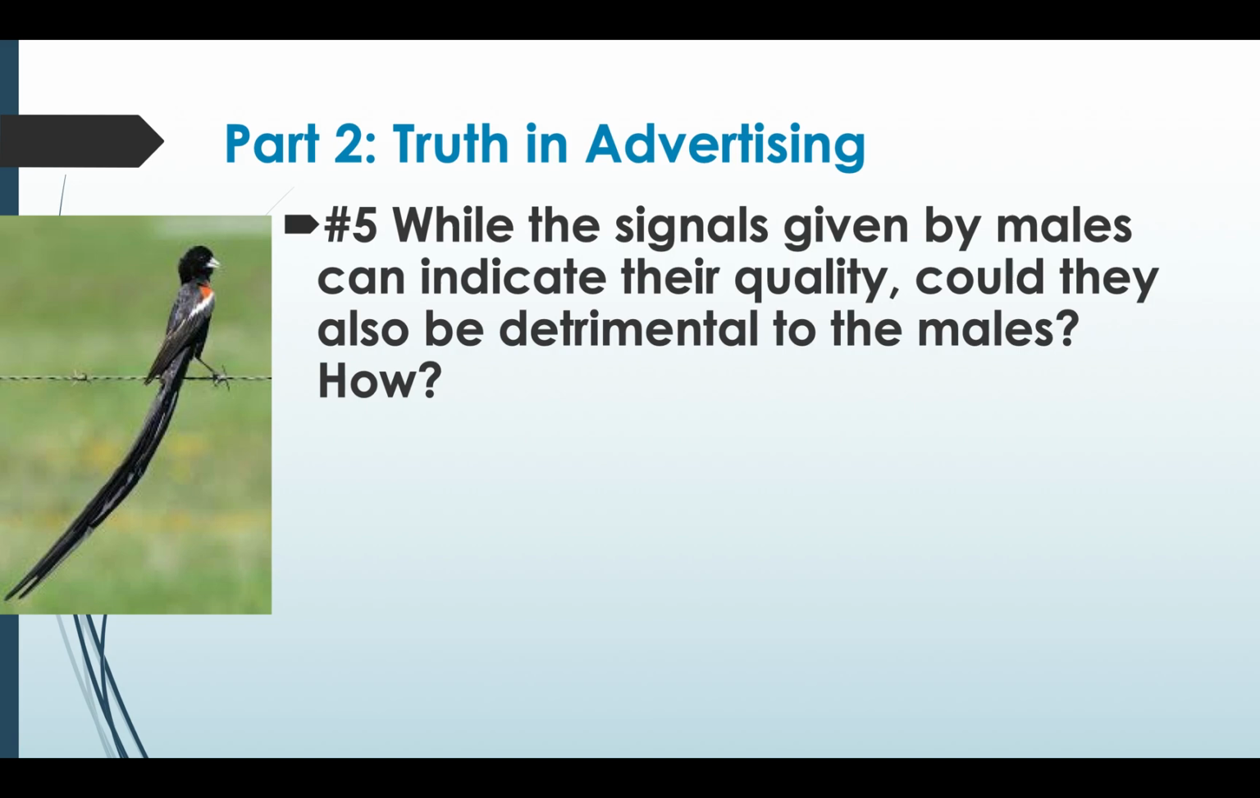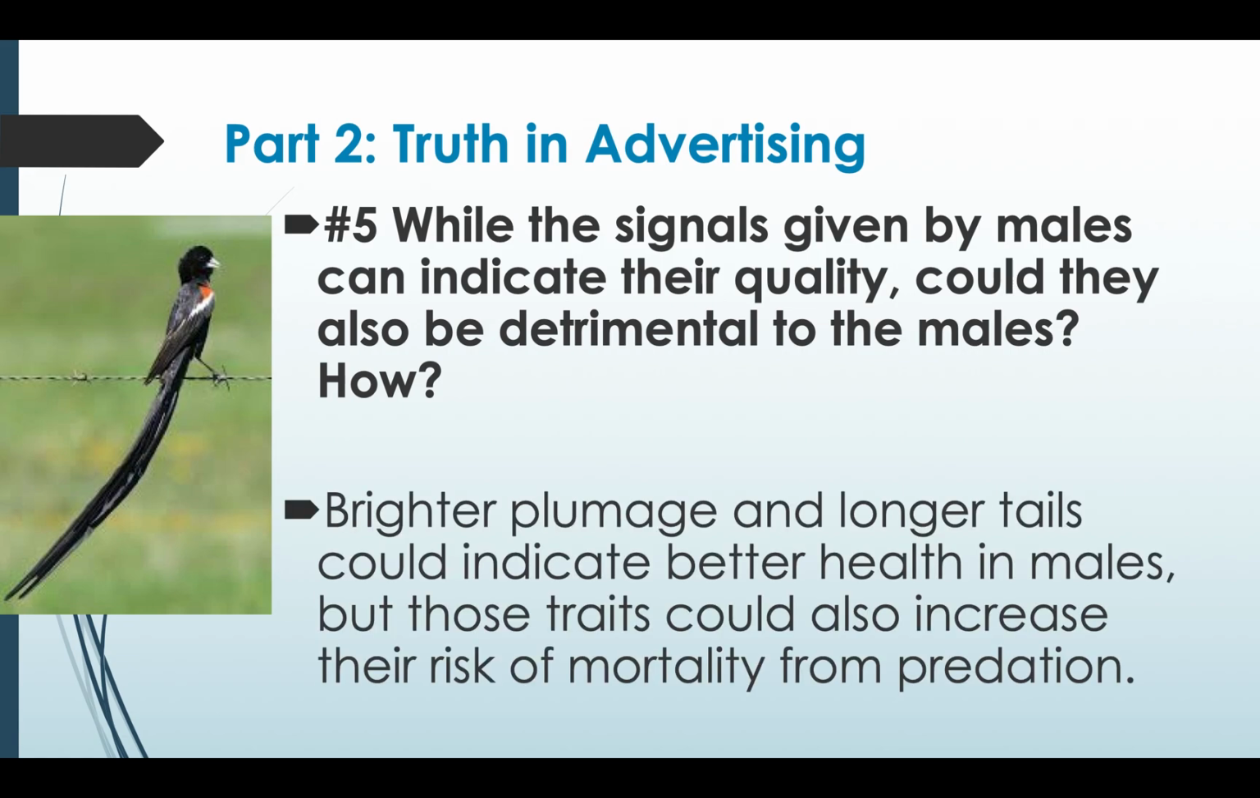So while the signals given by males can indicate their quality, so having the brighter chest, the longer tails, could this also be detrimental for the males, and how is that possible? So what you should have come across is possibly having those brighter plumage or longer tails could indicate better health, which we've kind of come across as a good thing. But again, those traits can also increase their risk of mortality from predation. So they're also having a harder time trying to survive because they are easily spotted now.